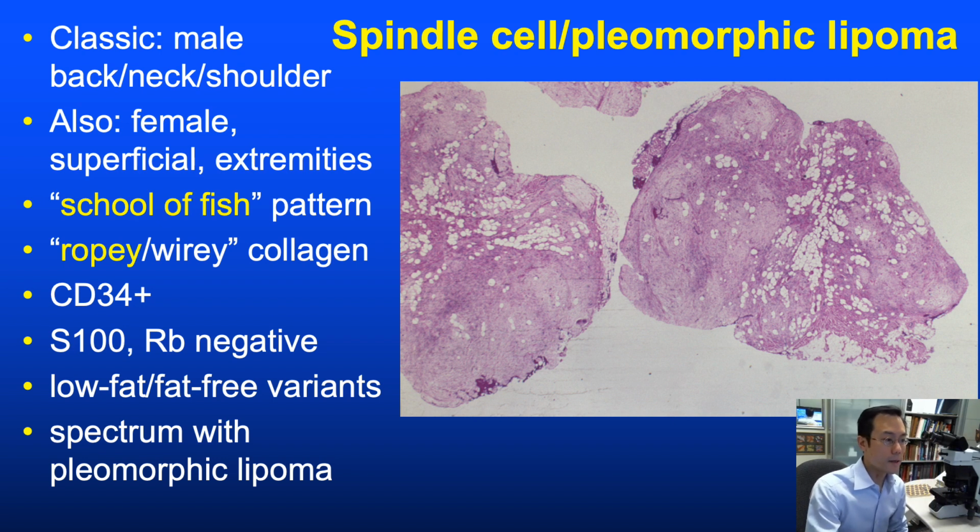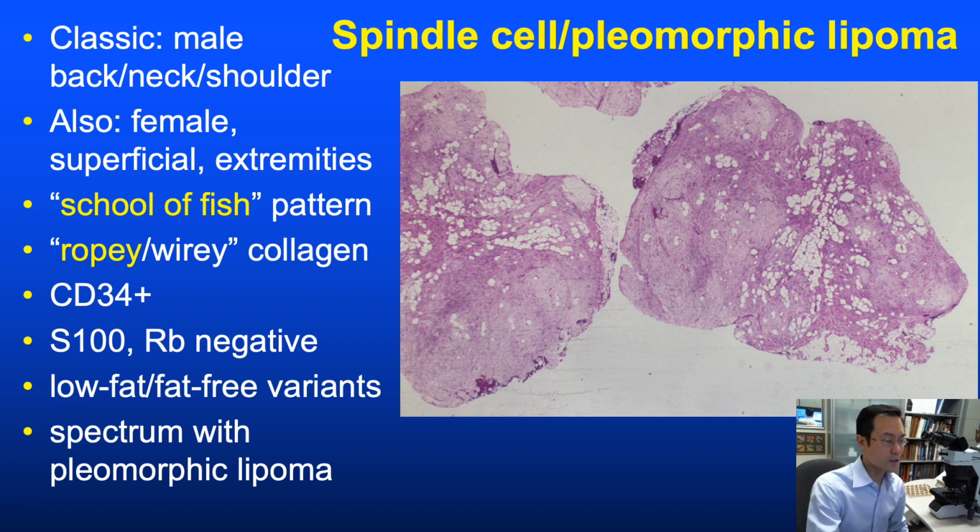Nowadays, it's quite a bit more gender equal. So the entity is well recognized to occur in women as well as men, and also other variants. So examples involving the extremities and even confined to the dermis have been reported. There are a couple of buzzwords, at least in America. I'm not so sure that this is as true in Europe, but at least in America, among dermatopathologists, there's a couple buzzwords for this diagnosis. So school of fish, pattern of growth of the spindle cells, and associated thick, ropey, or wiry collagen.